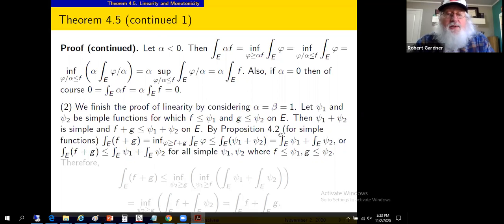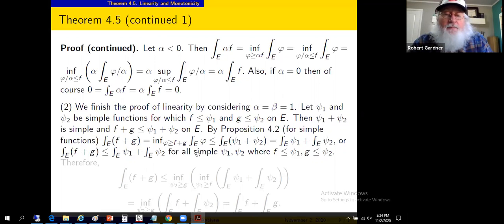So, dealing with, let's see, what are we using here from Proposition 2.2? That was linearity and monotonicity for simple functions. Let's see, we'll take the integral over E of f plus g. That'd be the inf over all phi greater than or equal to f plus g of the integral over E of phi. Definition of integral of a class 1 function f plus g in terms of simple functions. Okay, we've got this less than or equal to psi1 plus psi2.